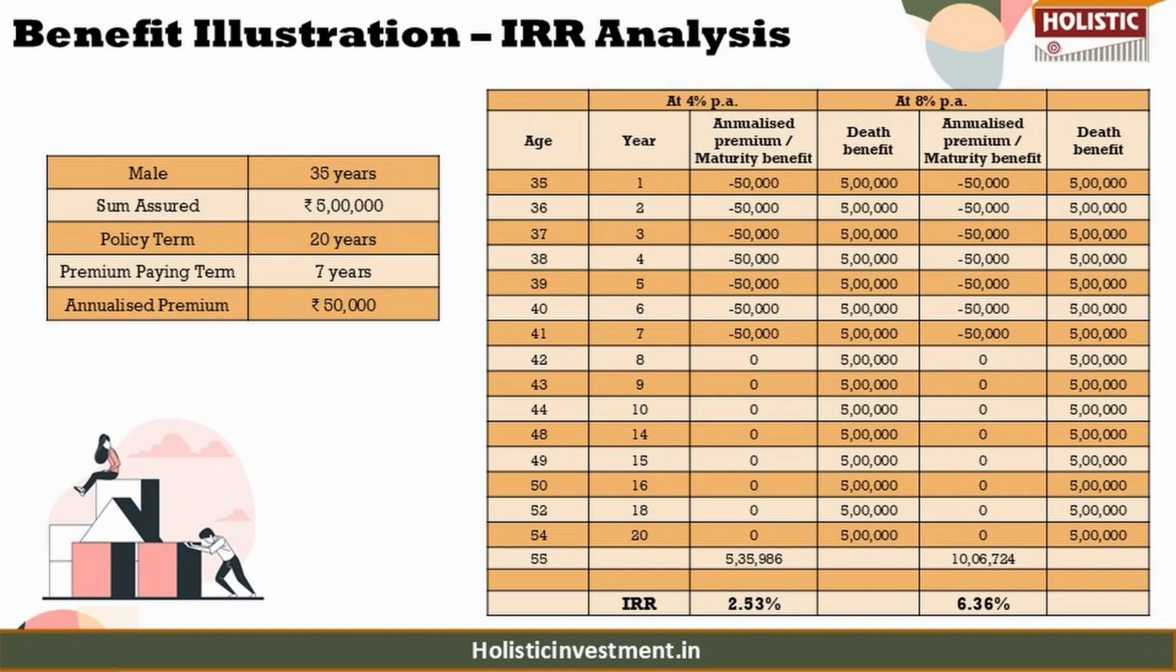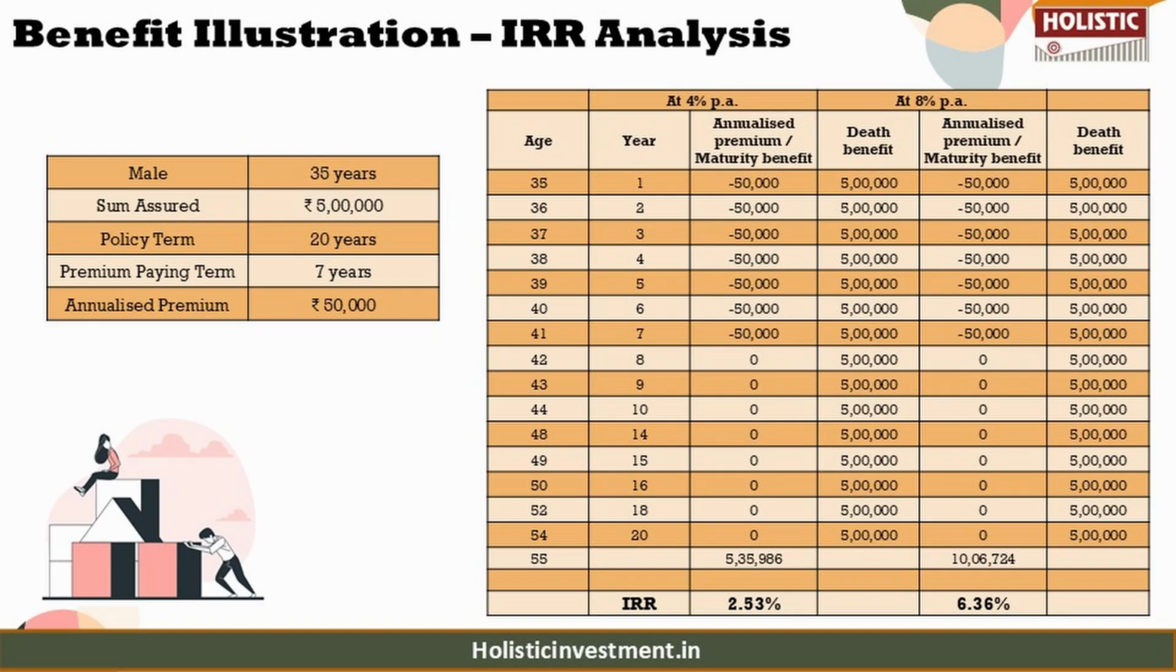So here let us assume for calculation purposes that a 35-year-old male has opted to invest in this policy in the wealth creation variant with the maximizer, with a sum assured of 5 lakhs. The policy term is 20 years and the premium paying term is 7 years. So the annualized premium is 50,000 rupees.